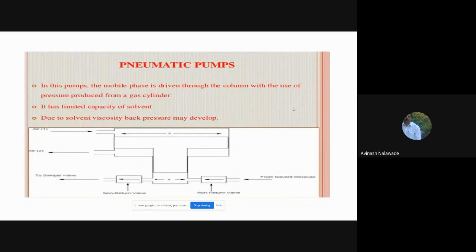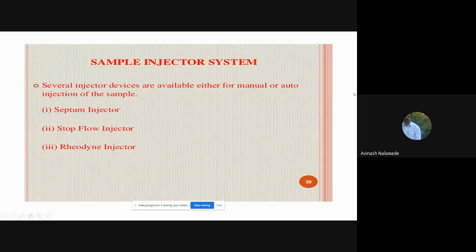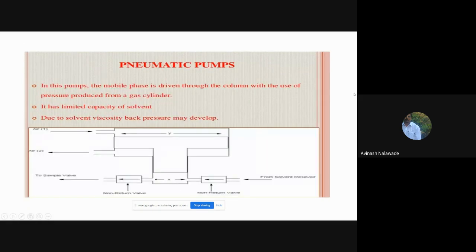Then the third type of the pumps are the pneumatic pumps. In the pneumatic pumps, what is actually happening? The mobile phase is driven through the column with the use of a pressure produced from the gas cylinder. So the particular mechanism here is different. The mobile phase is passed by the use of pressure produced from the gas cylinder.